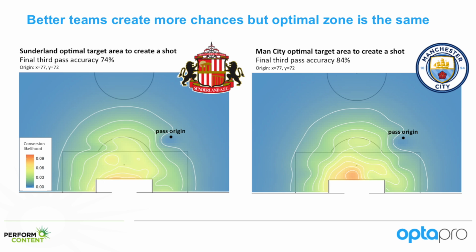But in terms of what you should try to do, when you manipulate the model, you have to make a team truly awful before that becomes a bad idea. You basically have to say they've got no chance of completing the ball into the penalty area, and then you'll say, well, fine, shoot.